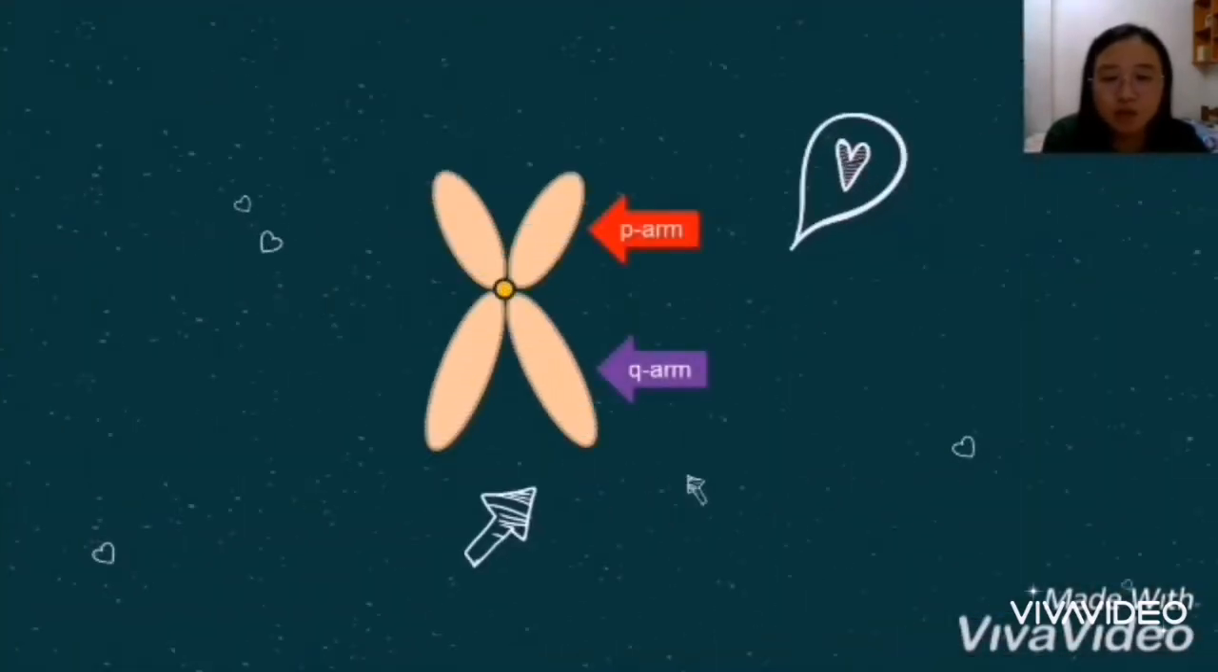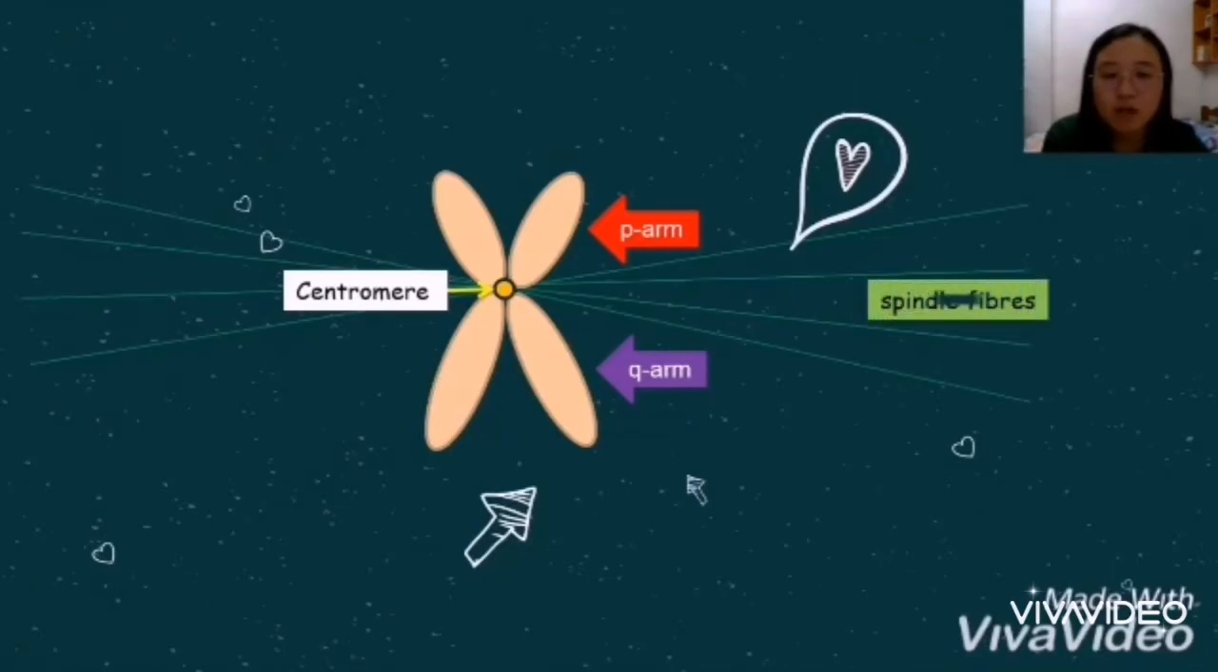Now, let's focus on this chromosome structure. The structure where the arms are attached is called the centromere. It is the portion of DNA that acts as a link between the two sister chromatids. Other than that, its major function is the attachment of spindle fiber during the cell division process.